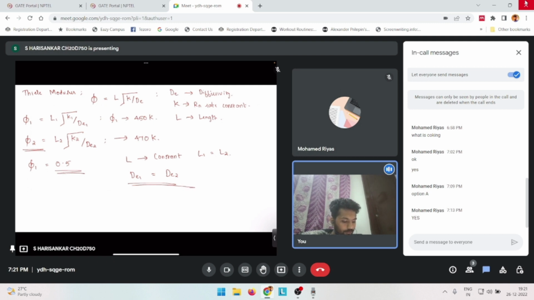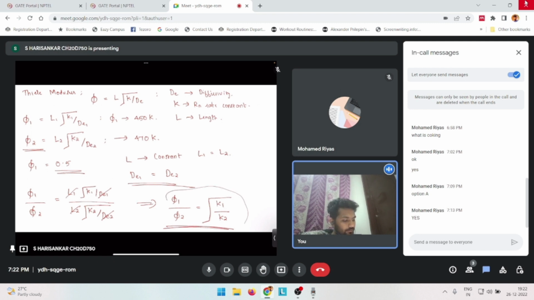So if we write phi 1 by phi 2, on the right hand side we will get L1 root of k1 by De1 by L2 root of k2 by De2. So because L1 is equal to L2, we can cancel out L1 and L2. De1 is equal to De2 because the mass diffusivity is independent of the temperature. So we can cancel out De1 and De2. So this will lead us to phi 1 by phi 2 is equal to root of k1 by k2.